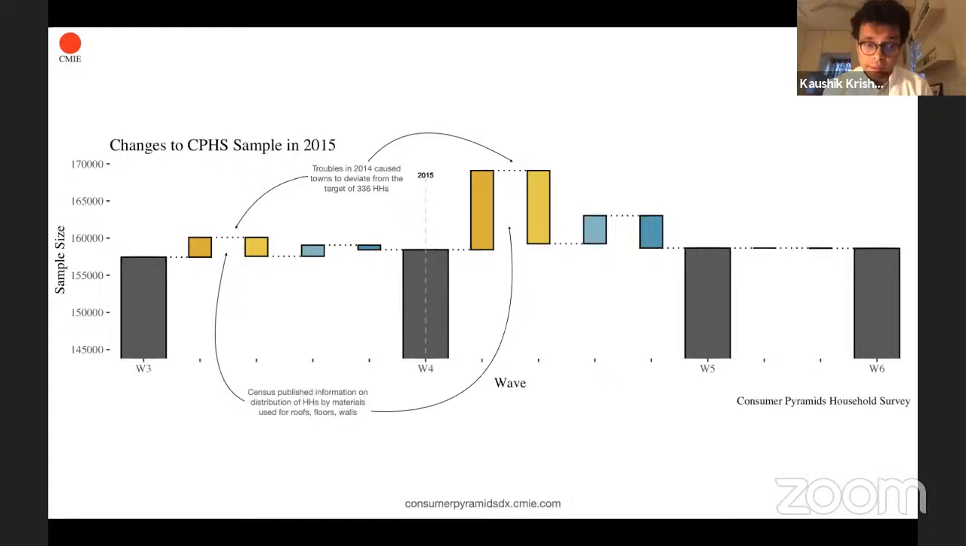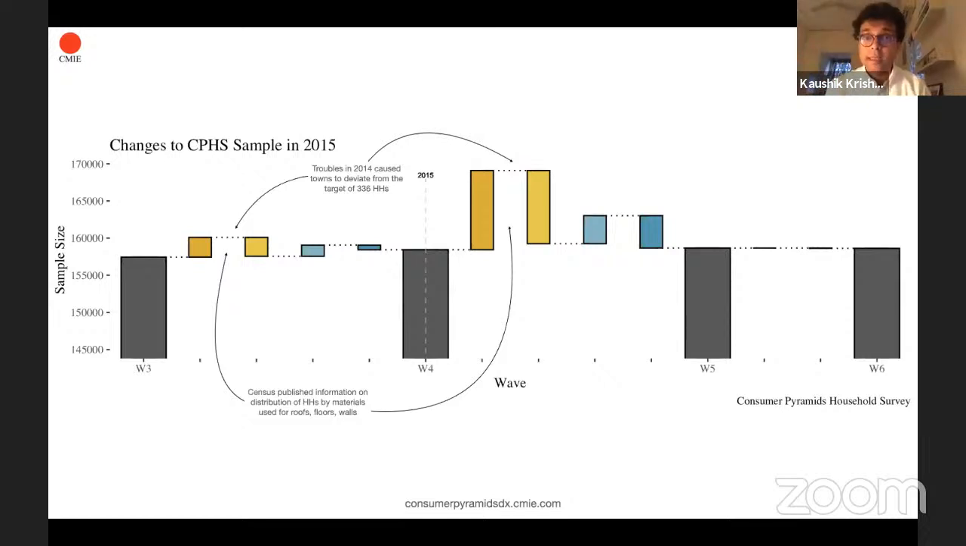In 2015, or thereabouts, census published information on the distribution of households, only for towns, by the materials used for floors, roofs, and walls. And we realized while we were executing the survey that we can observe what is the quality of the floor, the wall, the roof in these households, in our sample households.